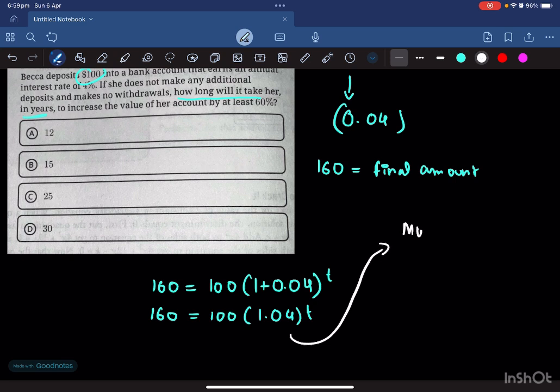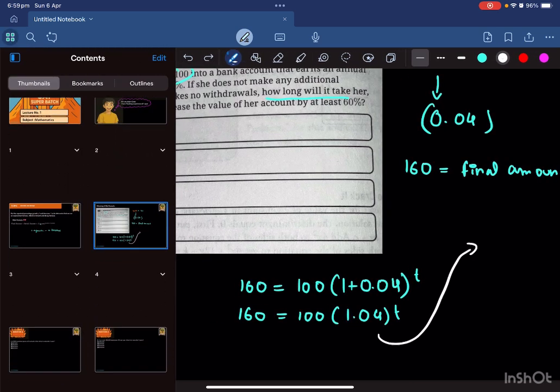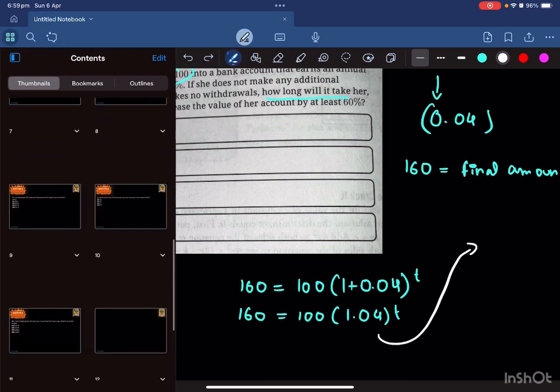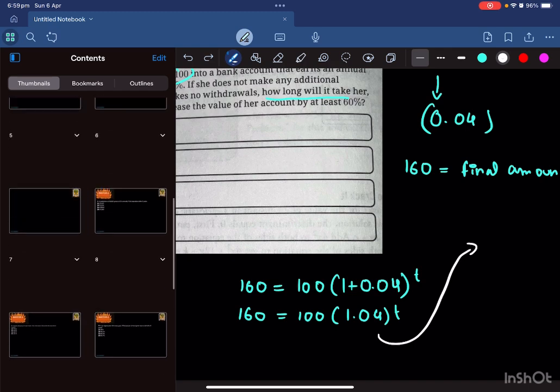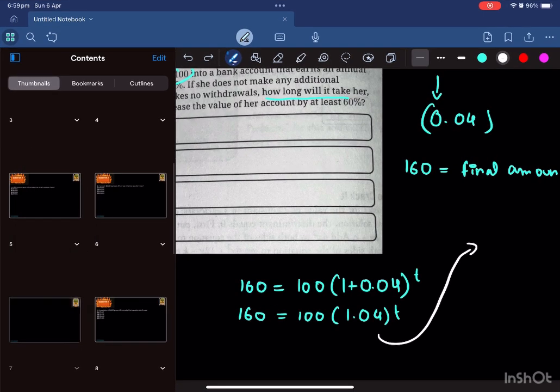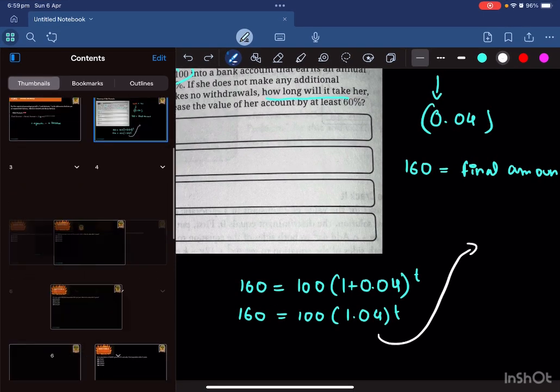Multiply log on both sides. Let me take a new page.